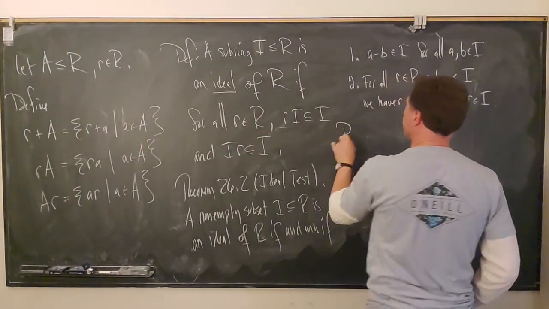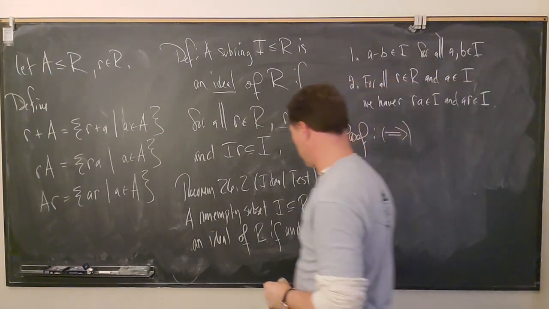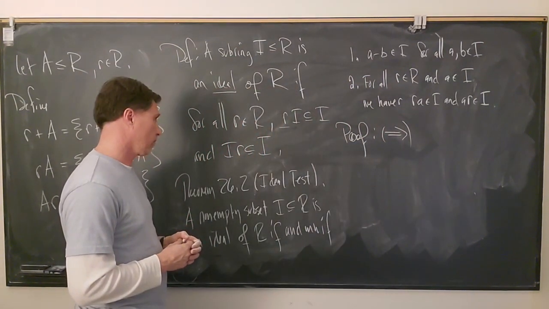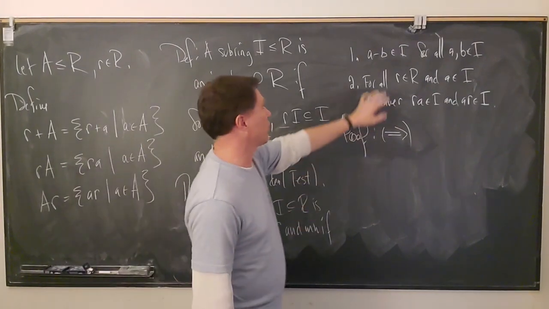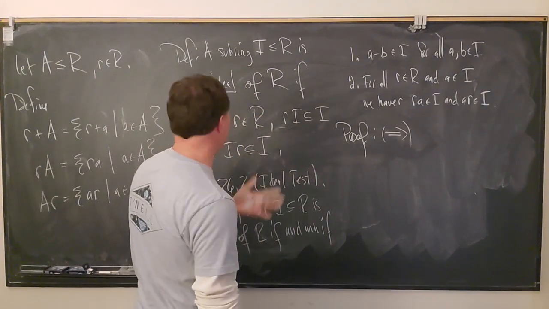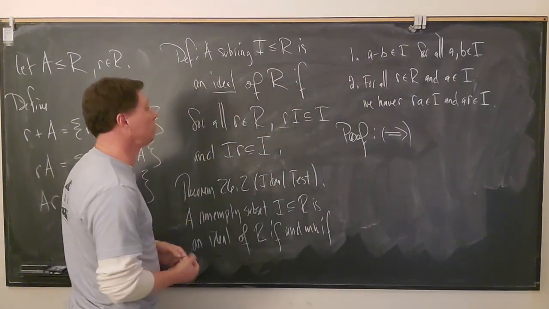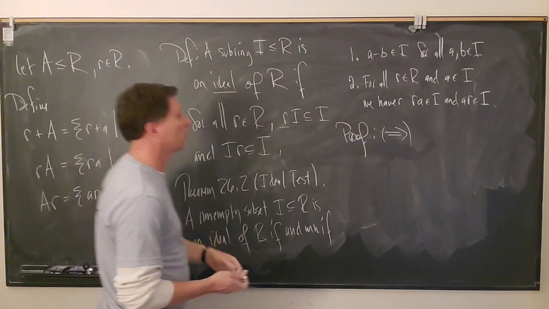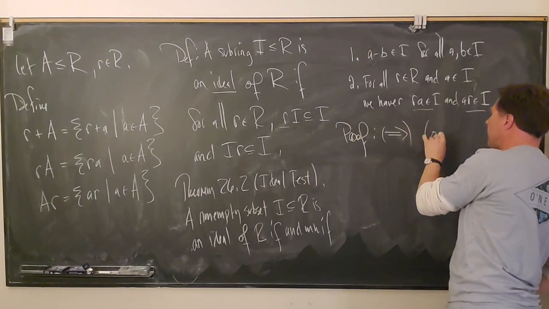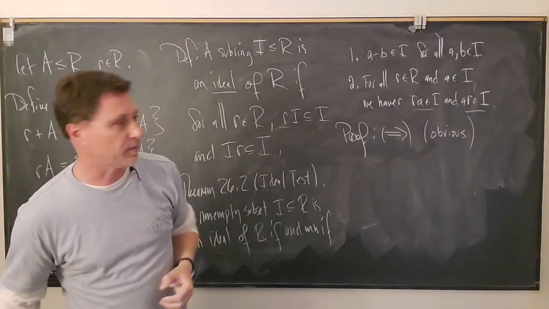Okay, so we need to prove this. In the forward direction, we assume that we've got an ideal. What do we know about ideals? Well, ideals are subrings. Subrings are closed under subtraction. So we know it's a subring, so the closed under subtraction part has to happen. And then by definition of ideal, both of these properties have to hold. So there's nothing to prove here. I don't usually do this, but in this case, I think it's legal to just say this is obvious. It's just straight from definitions.